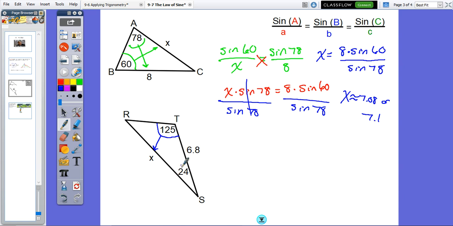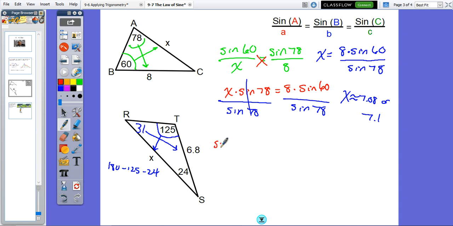I have a 24 down here, but that's not going to help me because I have nothing over here, and it's really hard to just guess what these angles are. So what we're going to do is find the missing angle. We're going to find this angle right here, which when you take 180 minus 125 minus 24, you end up getting 31. So now I'm going to use this angle and its opposite side. That is a lot more doable.